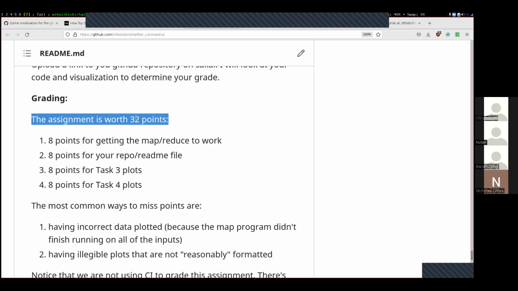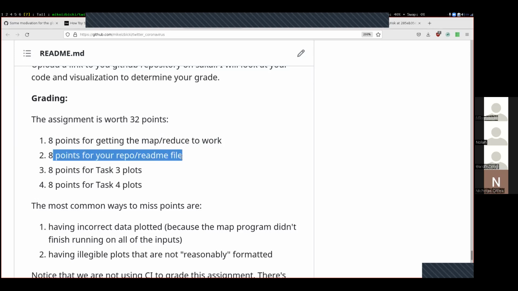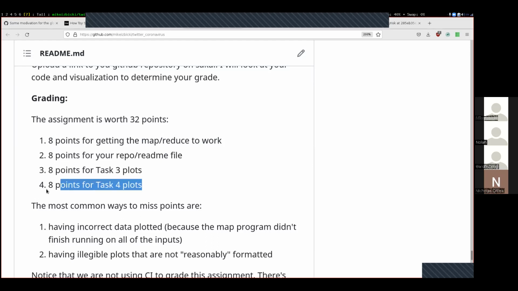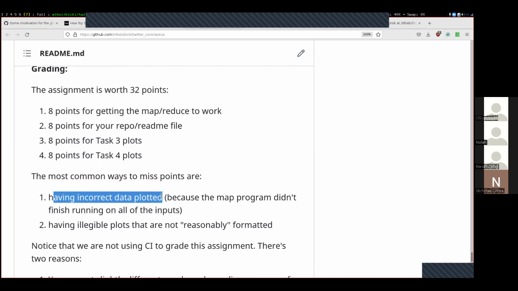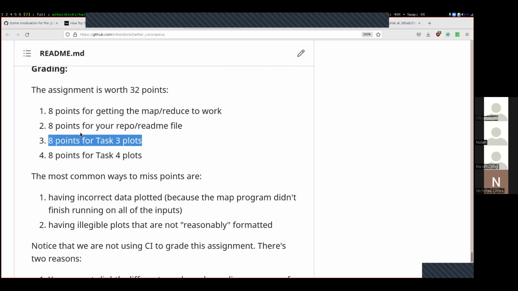Again, 32 points: 8 points just for the actual Python code, if it looks reasonable in your map program, and then your shell code in the reduce. Your README repo is 8 points, and then the different plots that you get, each of those sections is worth 8 points as well. The most common way people miss points is having incorrect data plotted, then you'll miss points both in section 1 up here from the code that's generating the data, but also miss points in the plot itself for not having the right data.